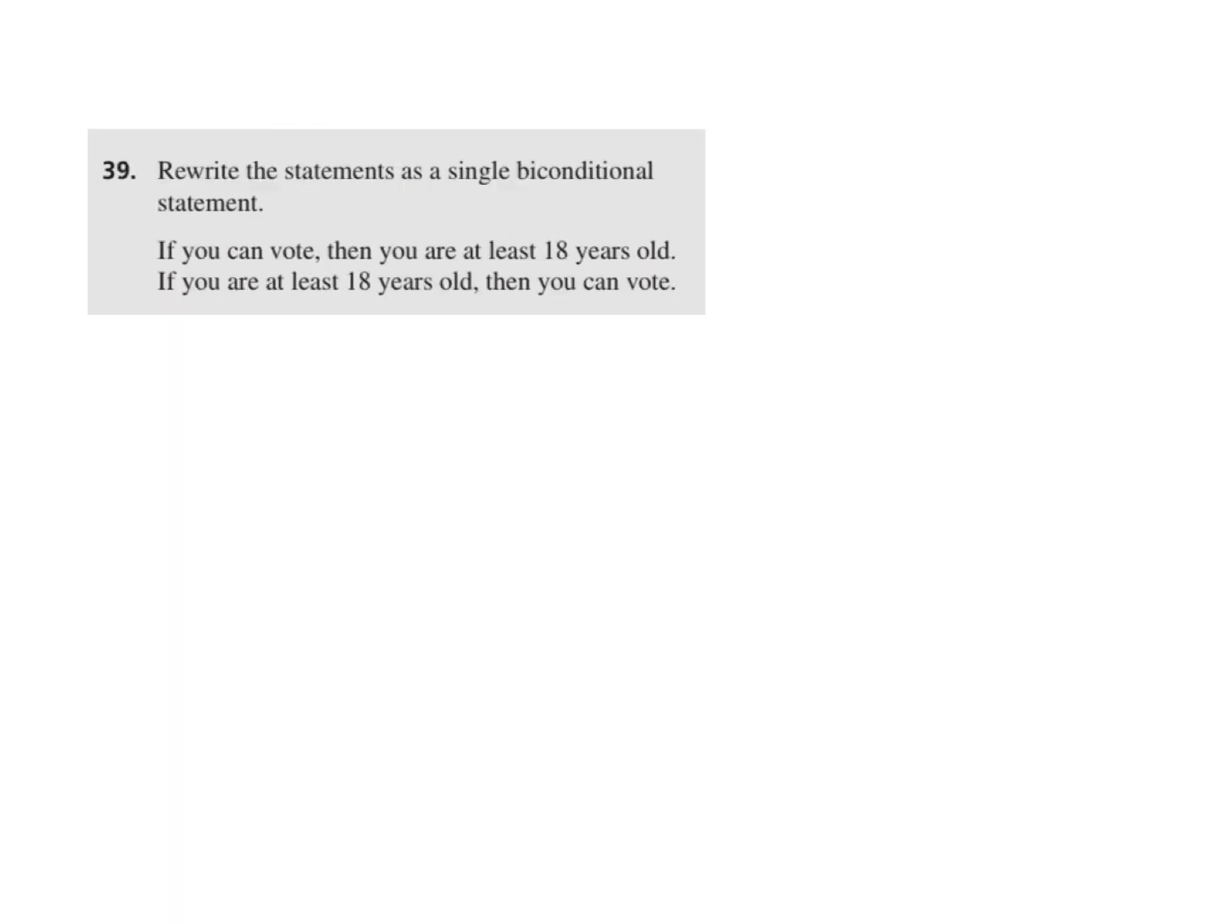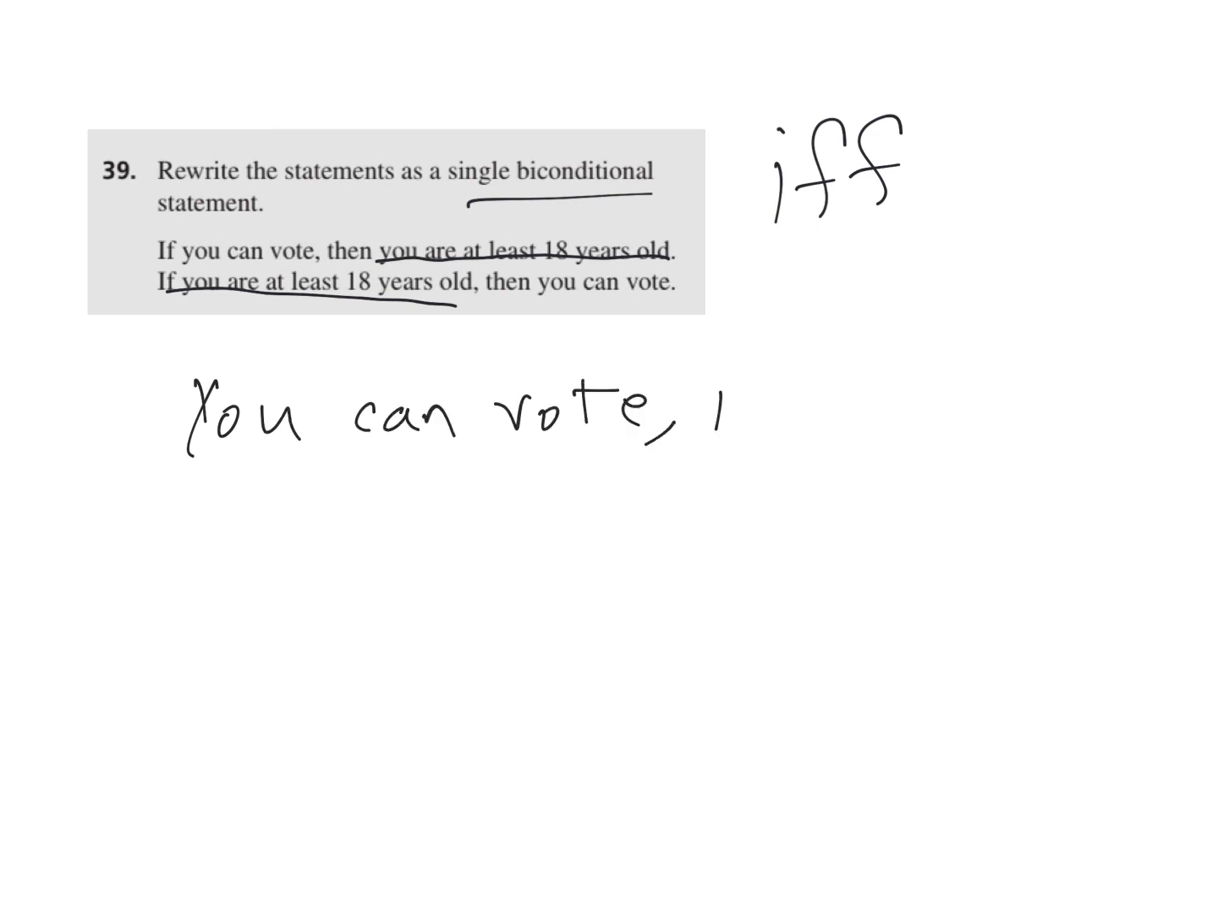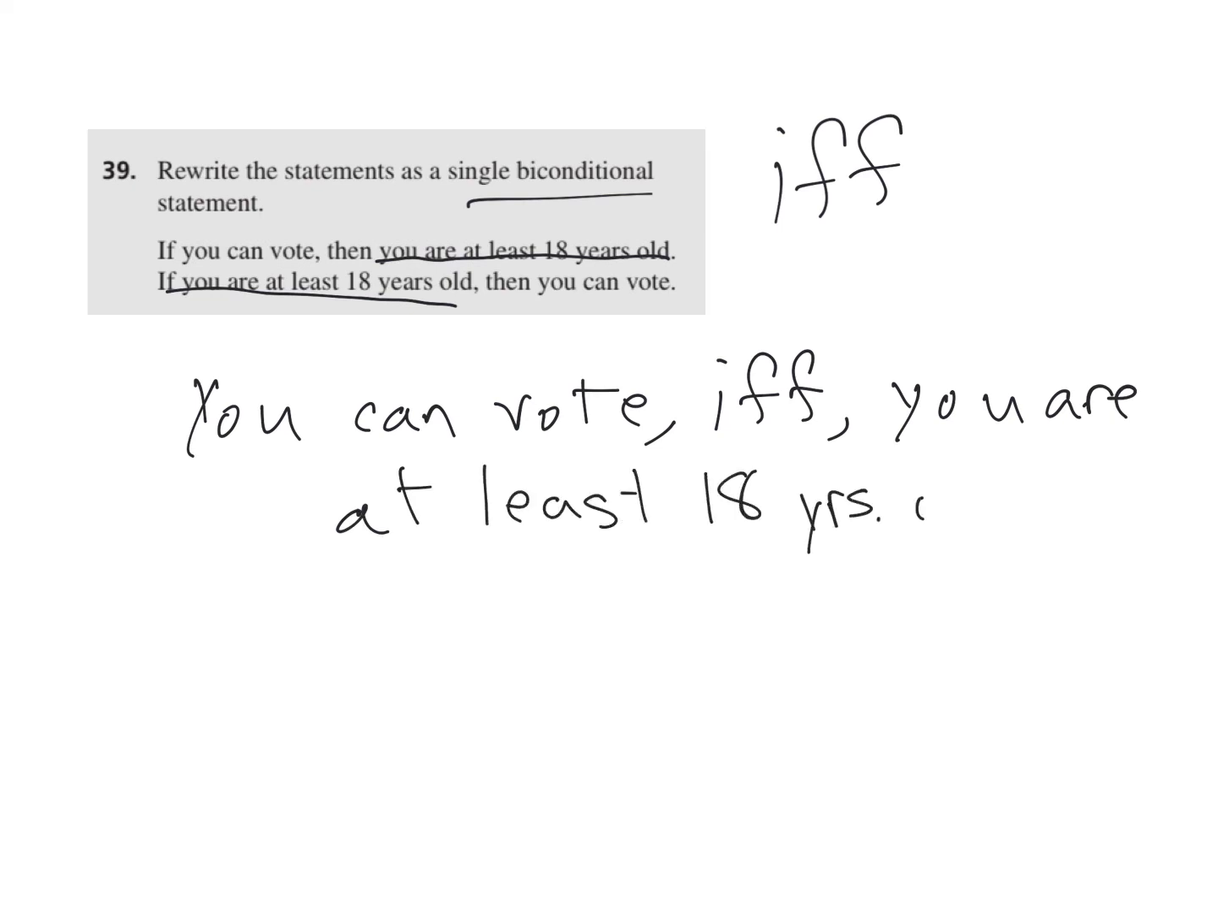Rewrite the statement as a biconditional statement. So that's your if and only if statement. So go ahead and pause this and write it. And here's what you should write. If you can vote, then you're at least 18 years old. So there's your middle, and there's the middle again. If you're 18 years old, then you can vote. Okay, so take out the if. You can vote if and only if you are at least 18 years old. All right, last one, number 41.